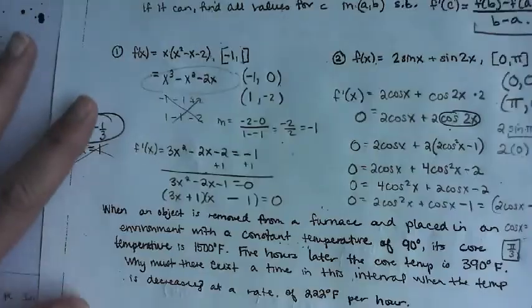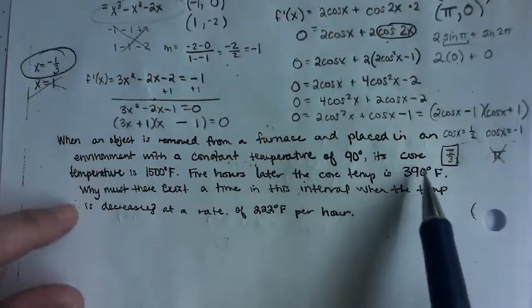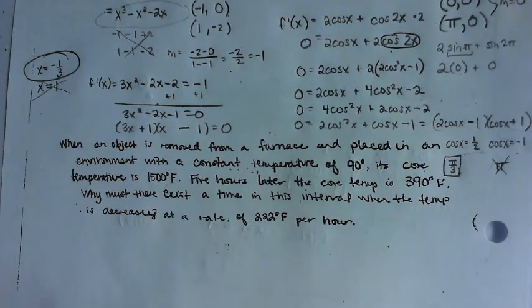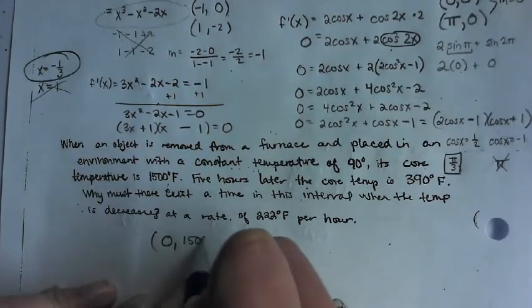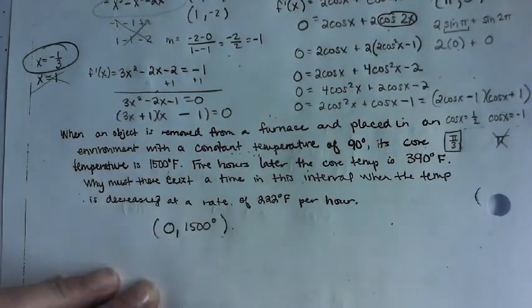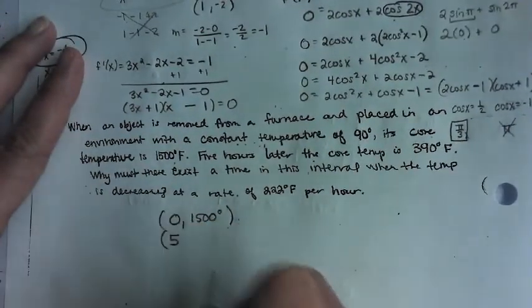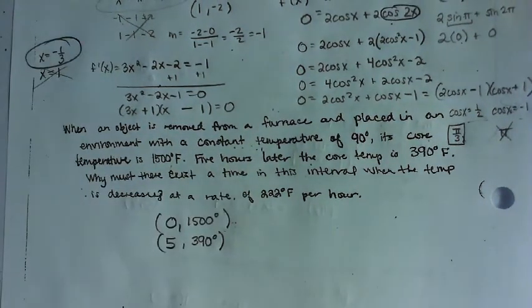Last one. When an object is removed from a furnace and placed in an environment with a constant temperature of 90, its core temperature is 1500 degrees. 5 hours later, the core temp is 390 degrees. So 0 hours after it's been taken out, it's 1500 degrees. You're going to extract points from the word problem. 5 hours after it's been taken out, its temperature is 390 degrees. Why must there exist a time in this interval when the temperature is decreasing at a rate of 222?